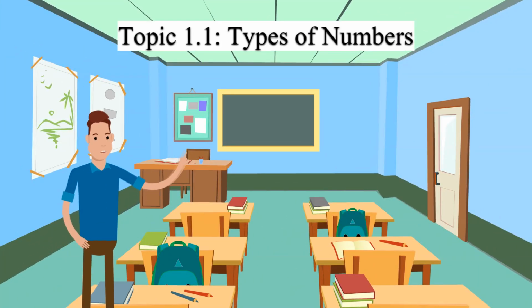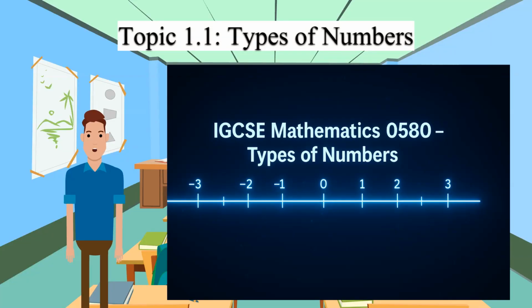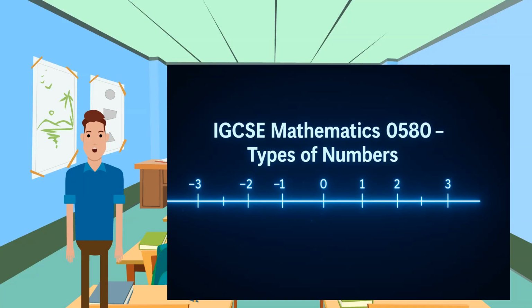Welcome to this IGCSE Mathematics revision lesson. In this video, we'll learn about some of the most important types of numbers you'll need for your exams. Natural numbers, integers, prime numbers, square numbers, and cube numbers. Understanding these number types is essential because they appear throughout the IGCSE Mathematics course.